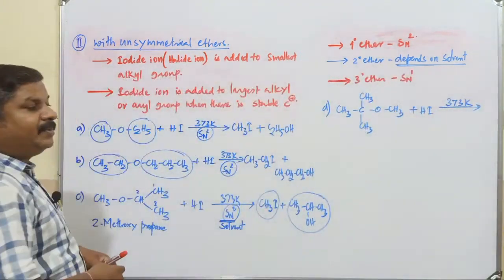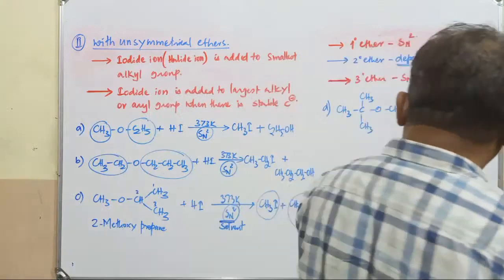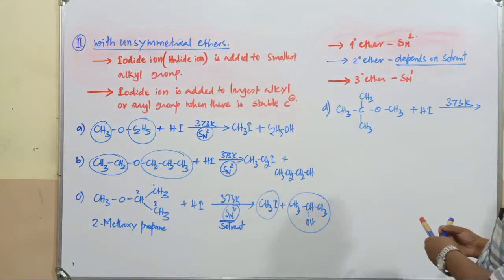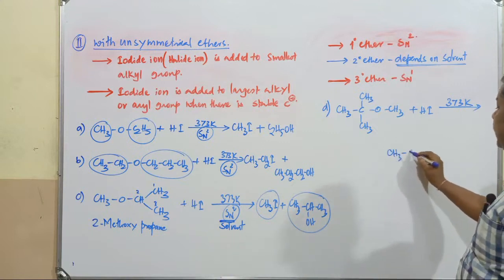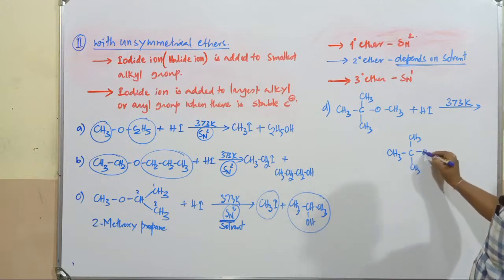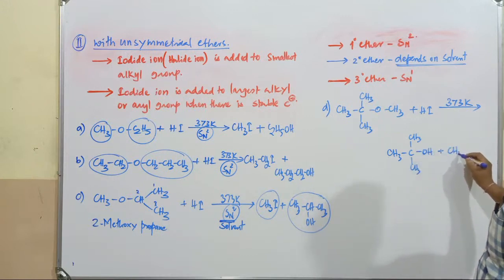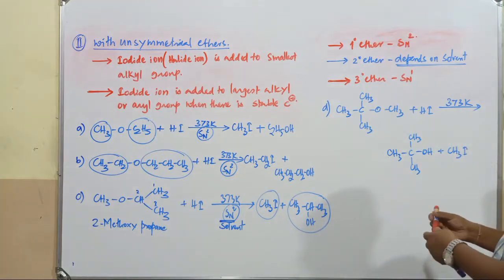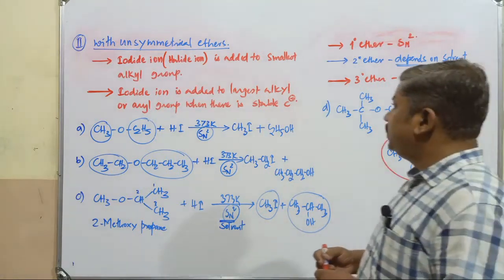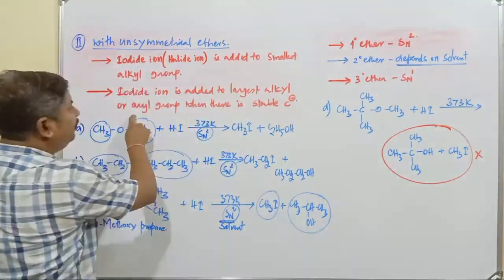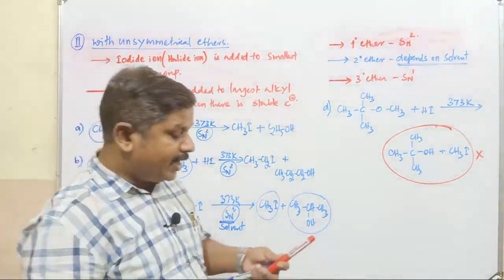In an unsymmetrical ether, iodide should be added to the smallest alkyl group. When iodide is added to the smallest alkyl group, what's the product here? (CH3)3COH plus CH3I. If you are thinking about these two products, they are going to be incorrect. Just observe the second point here: iodide ion is added to the largest alkyl group when there is a stable carbocation.